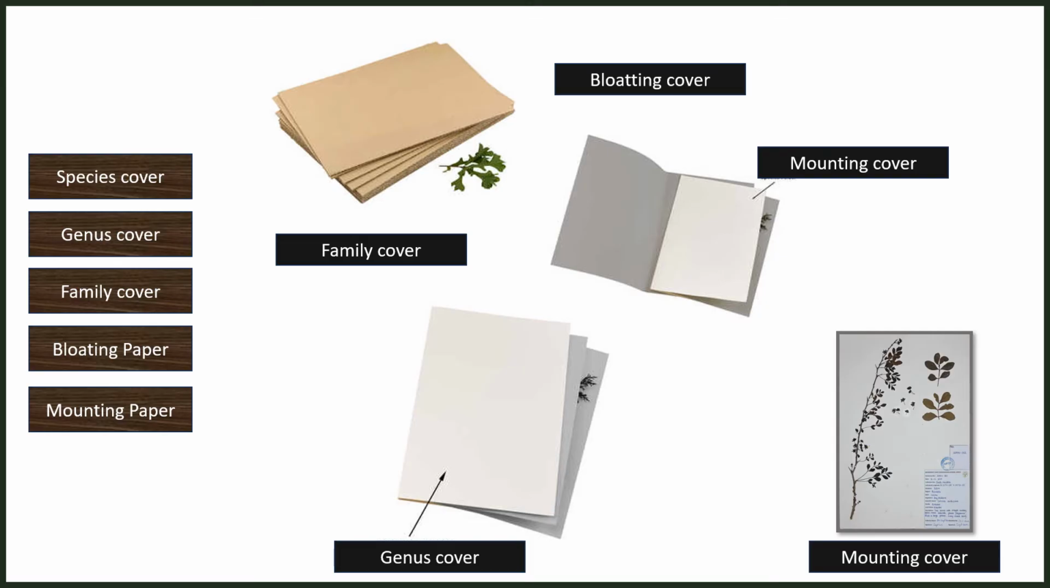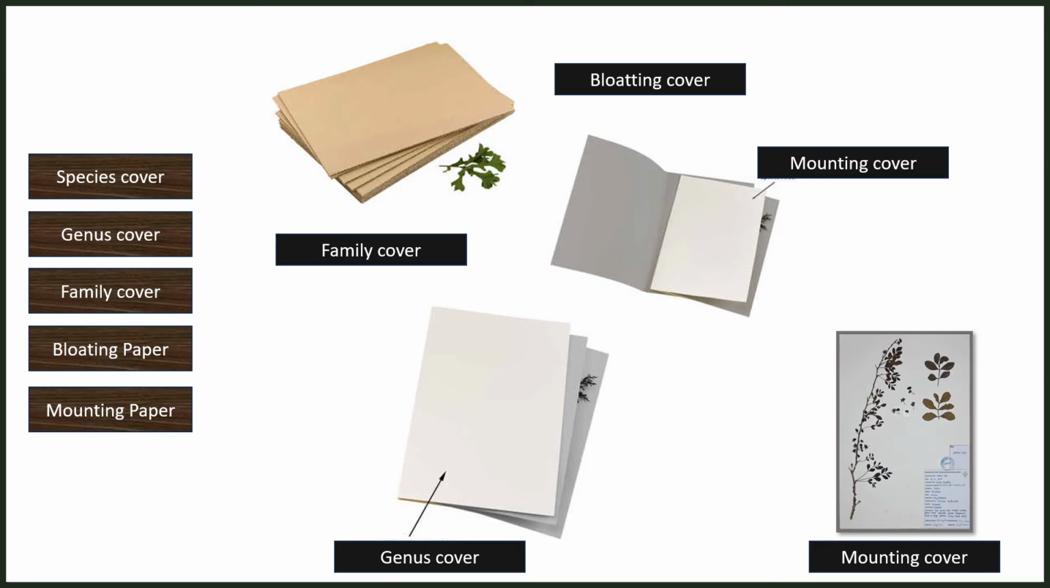The blotting paper I've already mentioned. For the initial pressing of any plant specimen, you make use of blotting papers or newspapers. And then the mounting paper or the herbarium sheet is the paper where you attach or glue the dried and poisoned plant specimen. So that is a thick kind of paper. And this mounting paper, once it is properly labeled and glued, is ready to be kept, and it will be kept inside the genus cover.